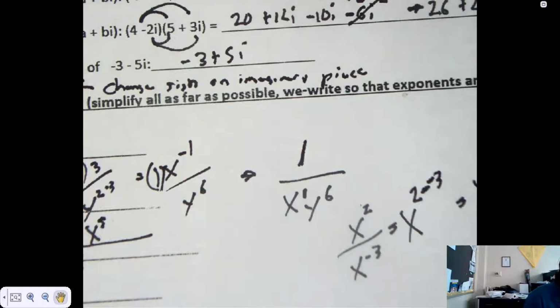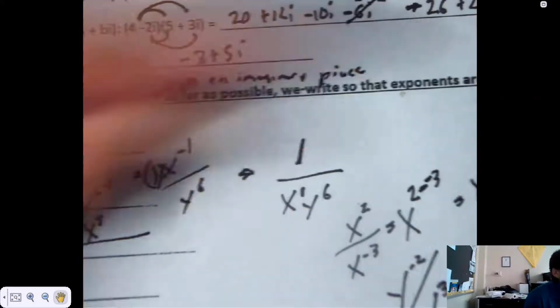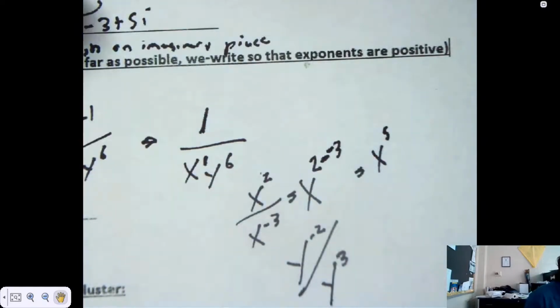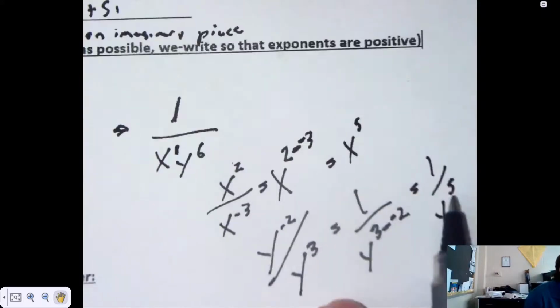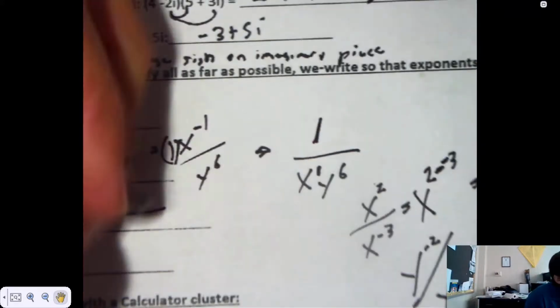The next little grouping I got is y to the negative 2nd over y cubed. You can take away from the top if you want. Want to take away from the bottom? So 1 over y cubed minus a negative 2. It's all about subtraction, kids. Wherever you take away from, you're subtracting. 1 over y to what power? 5th. And notice where it ended up at, right? Ended up in the bottom. Keep it in the bottom.